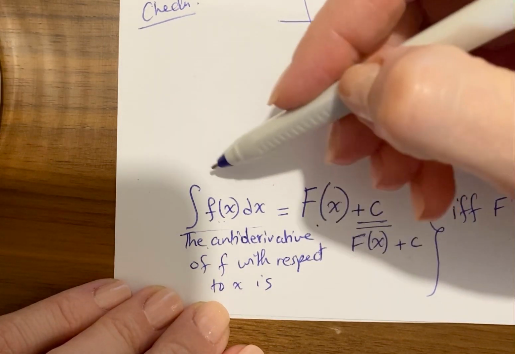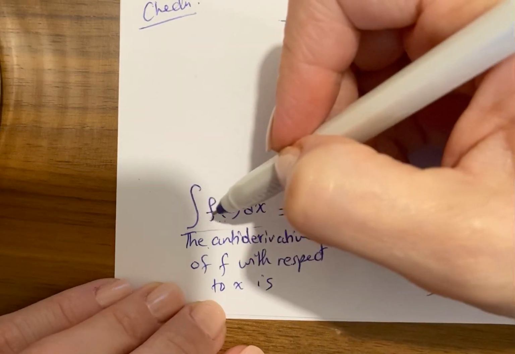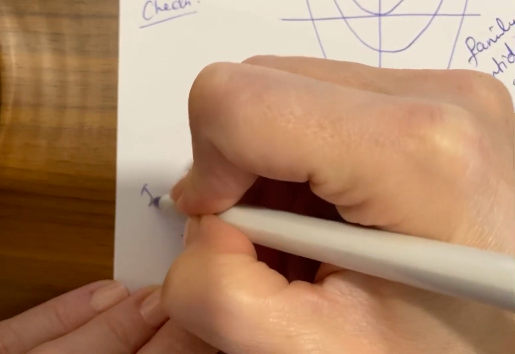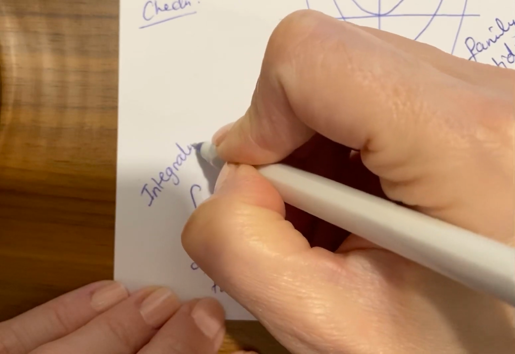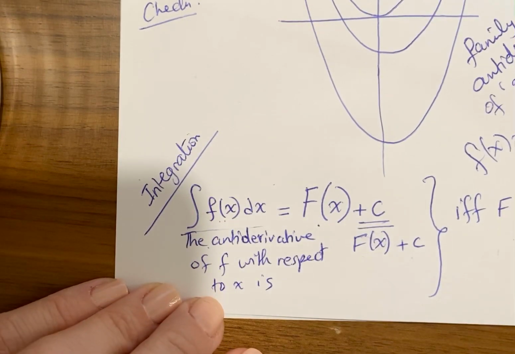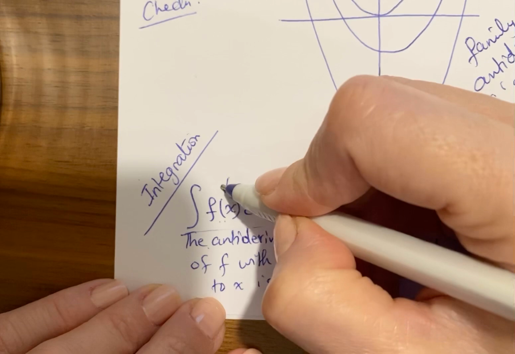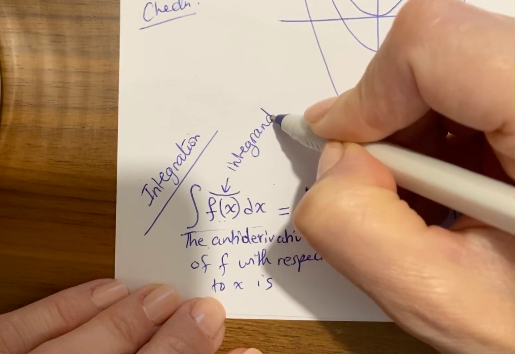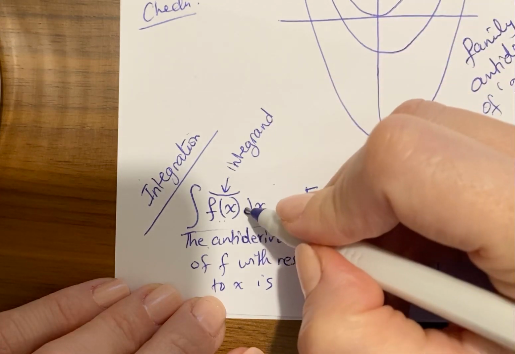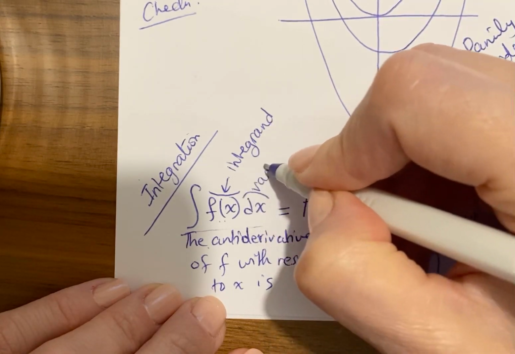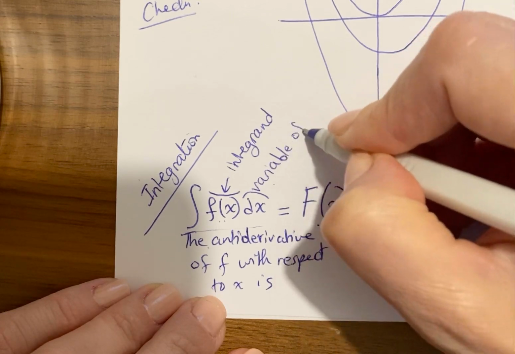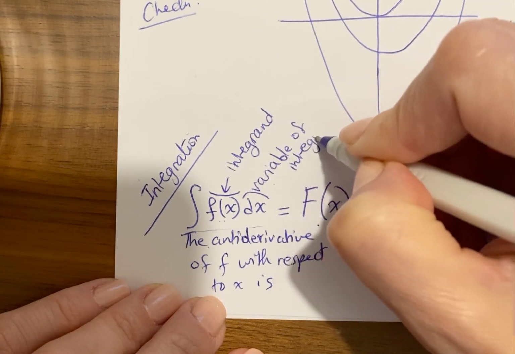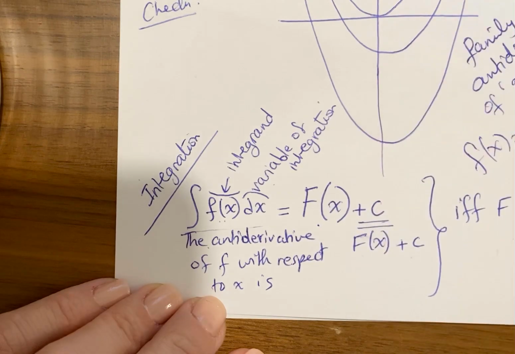All right, this process we can call the anti-differentiation process, and some other people call it integration. And in integration, this we call the integrand, and over here, this we call the variable of integration. You are integrating with respect to what? The variable.